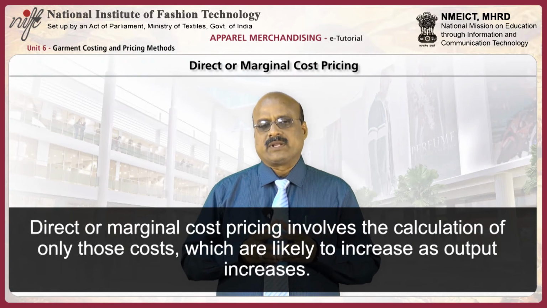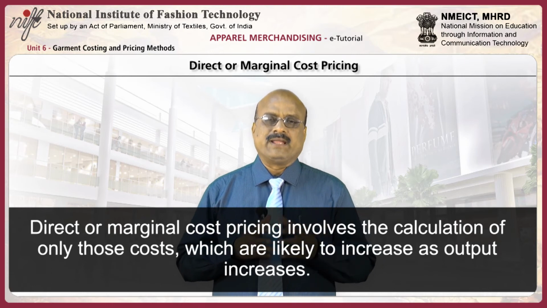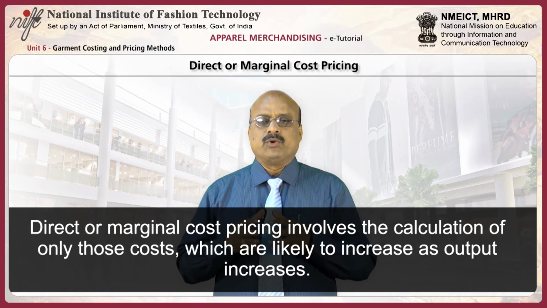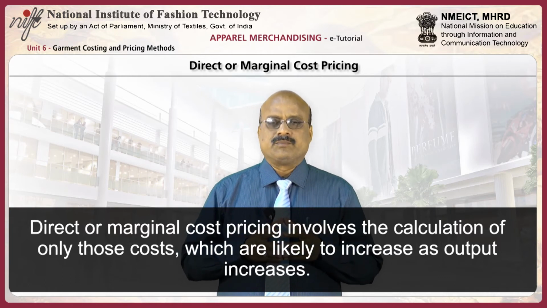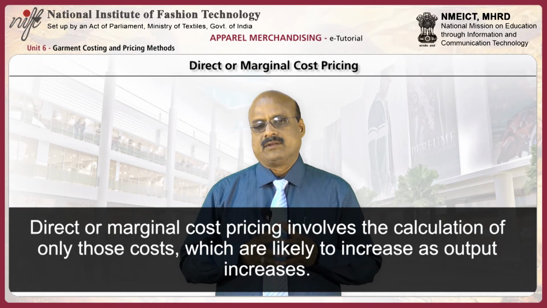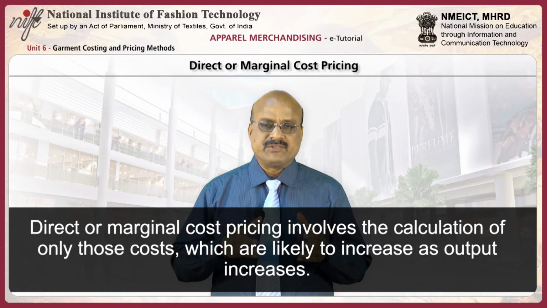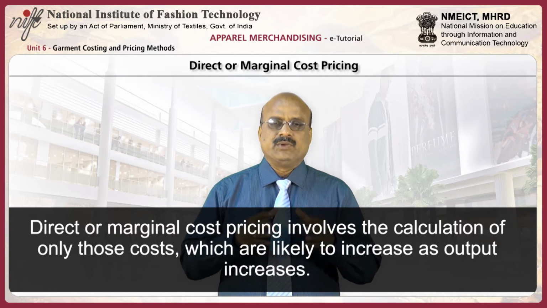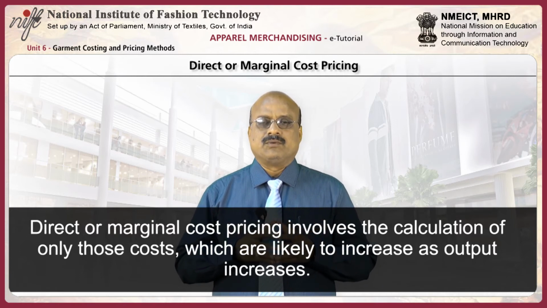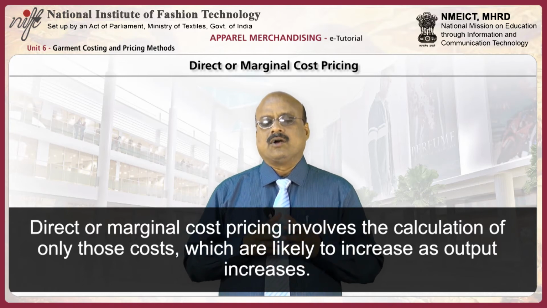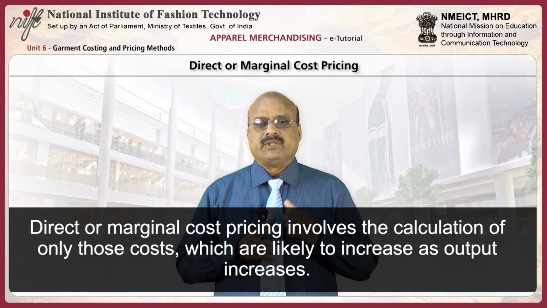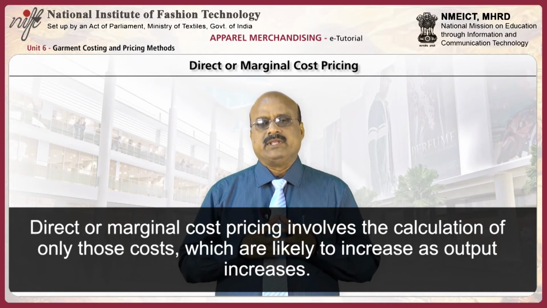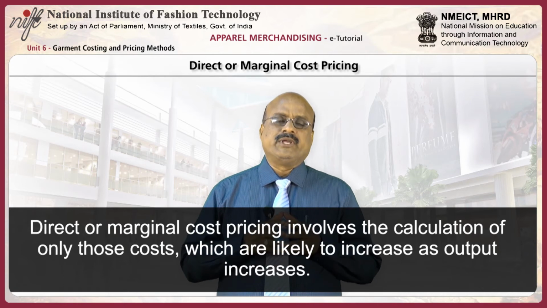Direct or marginal cost pricing involves the calculation of only those costs which are likely to increase as output increases. Indirect or fixed costs, plant, machinery, etc. will remain unaffected whether 1 unit or 1000 units are produced. Like full cost pricing, this method will include a profit margin in the final price, but this only considers marginal costs. It helps in competitive pricing policy. So the marginal cost pricing is particularly useful in giving competitive prices.